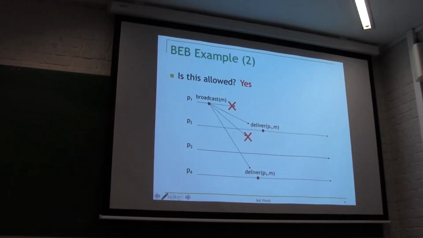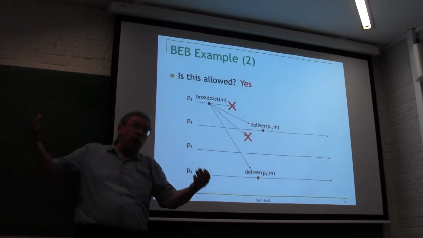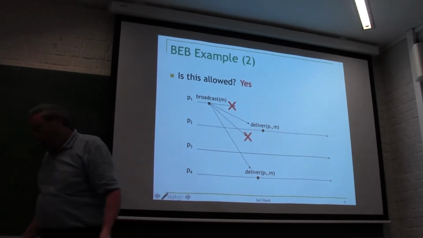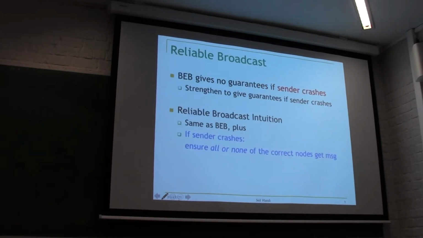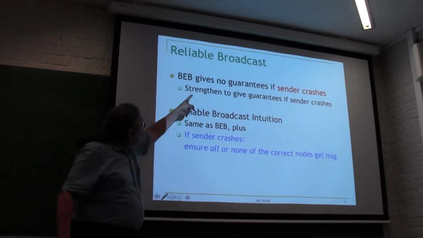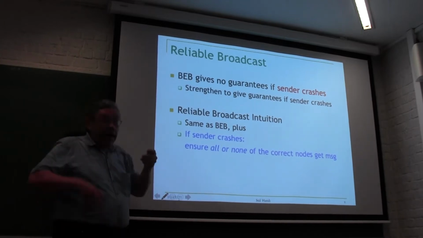So this is kind of a not so nice algorithm, because we are worrying about systems where nodes can fail, and it has to work even if the nodes fail. So how can we make it better? The point is, we want to make this naive algorithm better. Best effort gives no guarantees if the sender crashes. You see that? So how do we make it better?